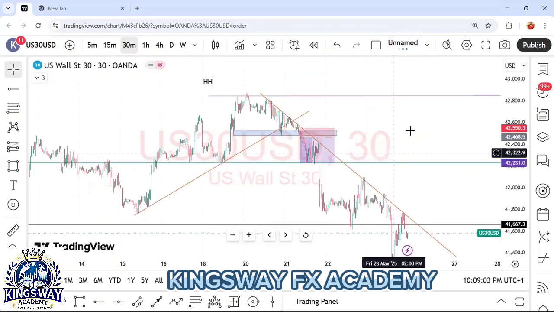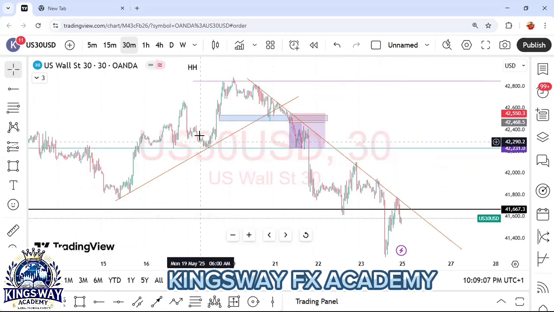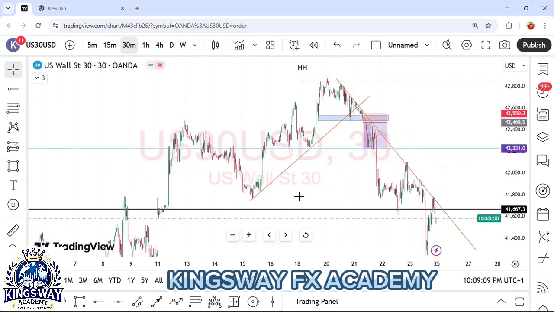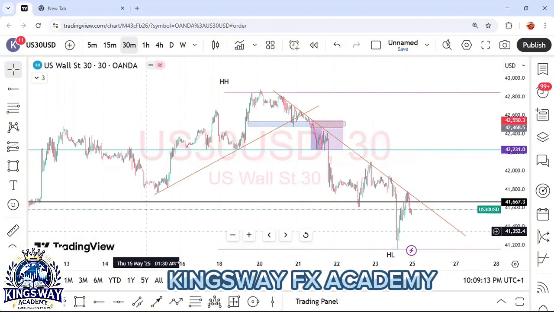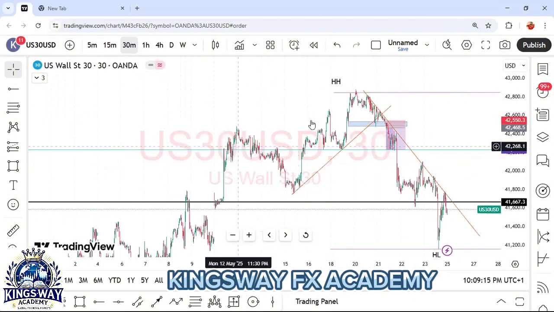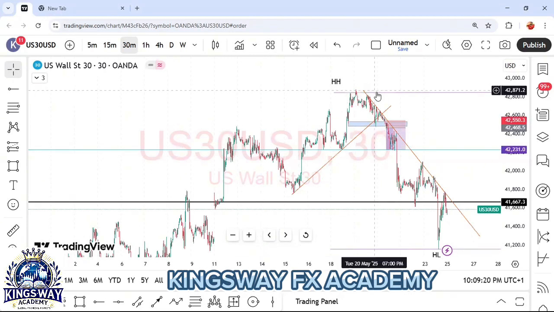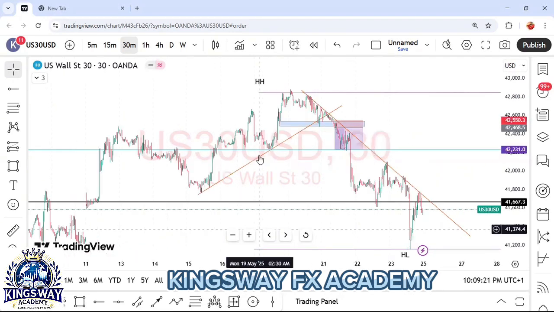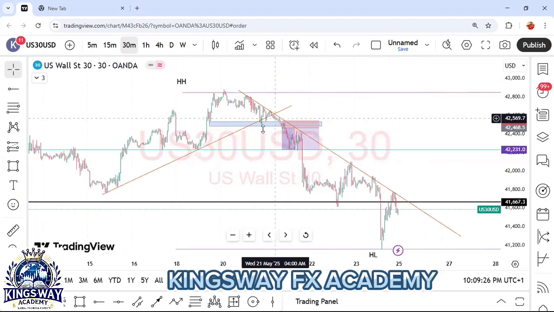Okay, so this is what I saw before I was able to take the trade on US30 last week. I noticed that the market was actually pushing to the upside. We had a higher high, higher low, higher high, higher low. So this was what I saw. Then I drew this minute trend line here, which the market came and broke below.